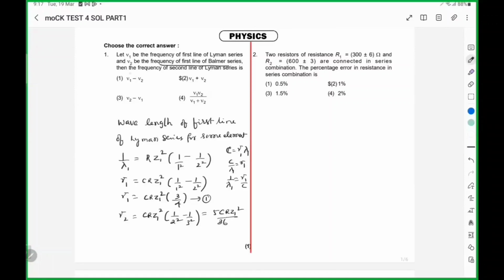He is asking the frequency of second line of Lyman series. So frequency of second line of Lyman series is nu, which is C R Z1 square into 1 by 1 square minus 1 by 3 square. So which is 8 C R Z1 square by 9.